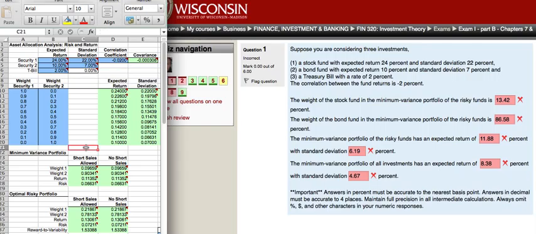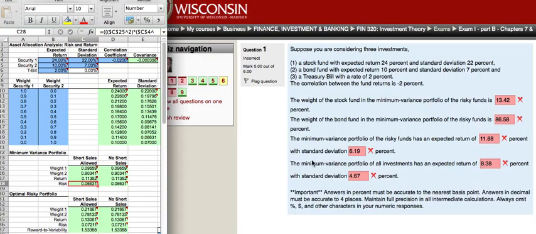With all those correct, I get a weight of 9.66% for the stock fund in the minimum variance portfolio of risky funds. For the weight of the bond fund in the minimum variance portfolio of risky funds, I get 90.34%, and then the expected return is 11.35%, and then the standard deviation is 6.63%. So those are the correct answers for the first part.